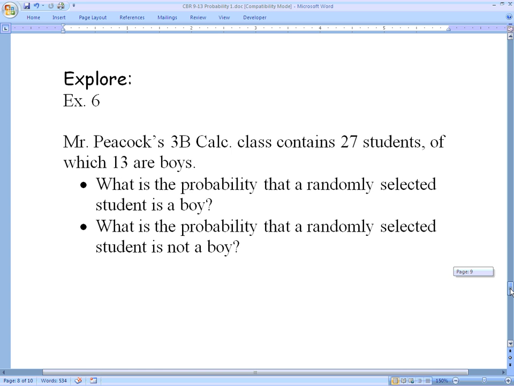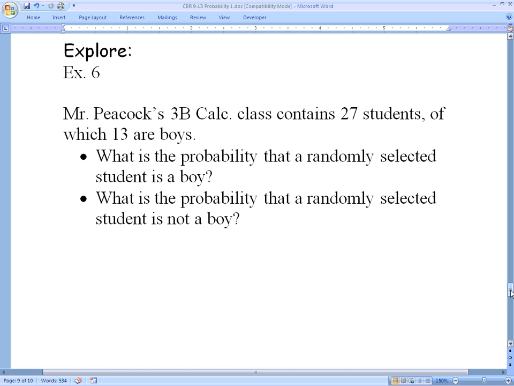I've got one last example for us to do here today. Go through this one quickly. Mr. Peacock's 3B Calc class contains 27 students, of which 13 are boys. What is the probability that a randomly selected student is a boy? Well, we have to ask ourselves, what's the total? I'm going to use the notation probability of a boy, or probability of B for shorthand. The probability is always out of the total, and there are 27 students, and 13 of those are boys. So the probability of a boy is 13 out of 27.